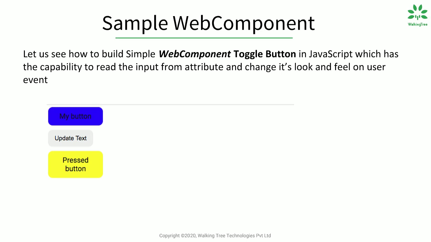Let's say the example I've tried to put here is a button which has a toggle functionality, where on toggle it would change the button's background color from yellow to blue. And the update button is an external component, like a simple HTML button, which would change the value of a text attribute of the new web component. Our web component would listen to that change and update its own text. Give me a second, I'll share my screen and take you through the code.